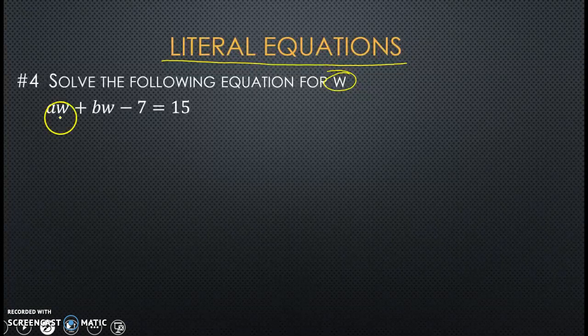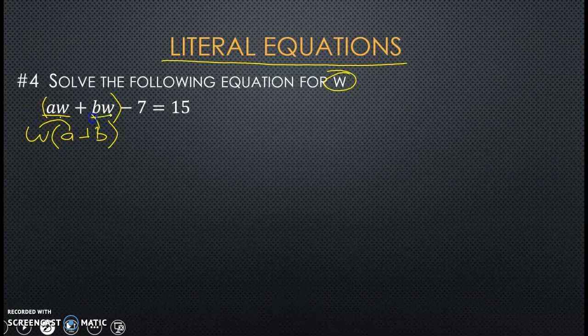And so I have two W's here. I want to make that one W. So the first thing that I'm going to do is put parentheses around these two expressions with the W involved. And I'm going to factor a W out. So I'm going to write this as W times A plus B. We know that if we distributed this, W times A would be AW, W times B would be BW. So we're just going to write it with a single W if we factor the W out. Minus the 7 equals 15.